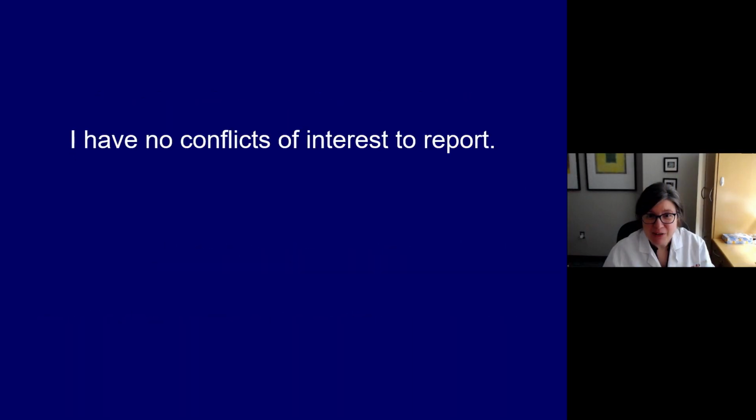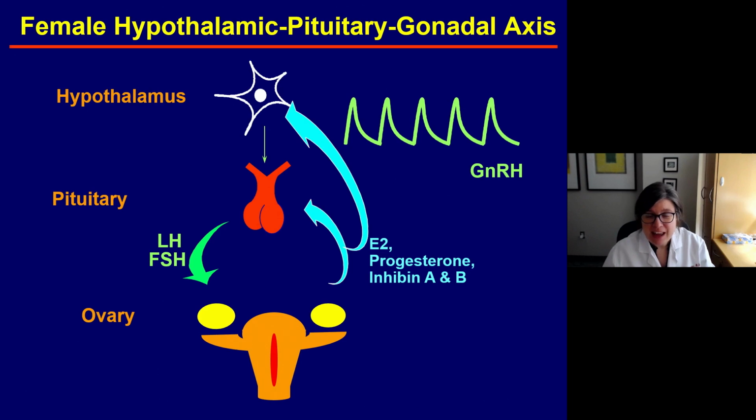So I'm going to go ahead and get started. And before we go to our cases, I thought it would be good for us to review a little bit about the female hypothalamic pituitary gonadal axis and just remember a little bit of normal physiology. And I think whenever we think of menstrual disorders or irregularities, which are quite common in practice, especially in primary care practice, it's important to go back to the basics.